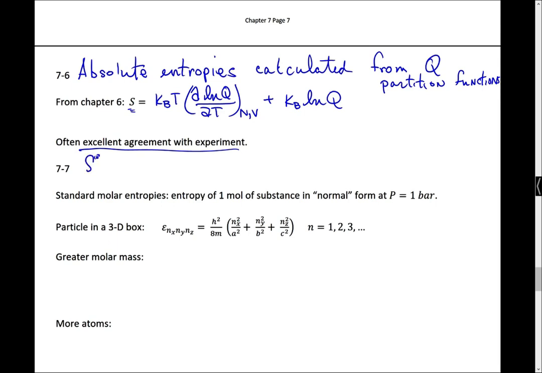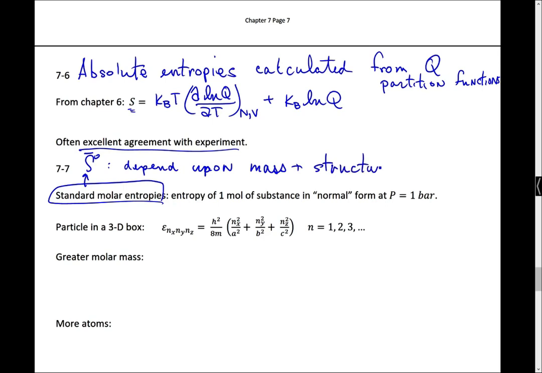So this is going to be S naught per mole. All right, that's our standard molar entropy. So it's the substance entropy per mole whenever I have a pressure of 1 bar. And what we're going to see is that they depend upon the mass and structure. Okay? All right, so let's talk about the relationship between entropy and the mass.